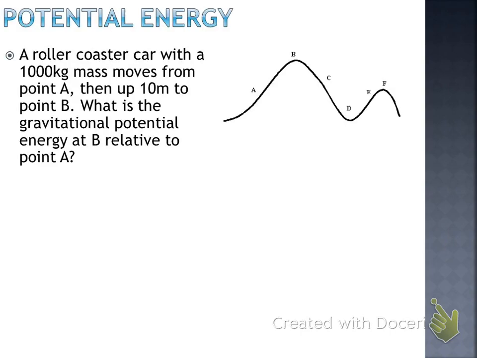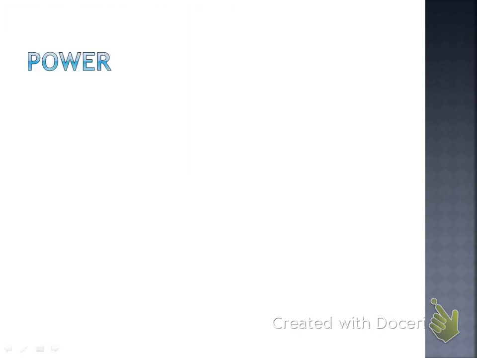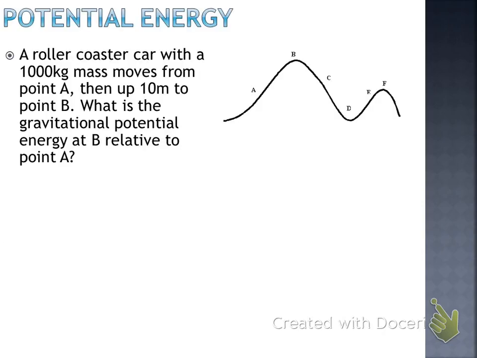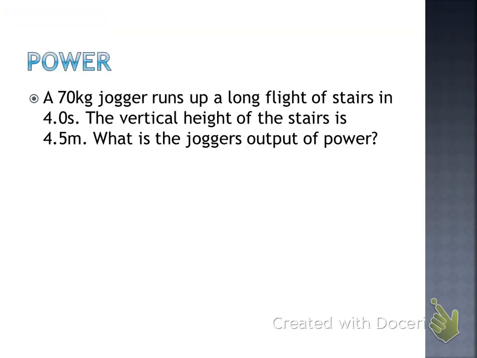Now I want to look at if it goes from point B. Okay, so our runner runs up the stairs. It only takes him 4 seconds, but he climbs a height of 4.5 meters. And this is what we're going to do in our lab today. We're going to look at the power output as we go upstairs. So here, he's doing work to overcome gravity by climbing those stairs.